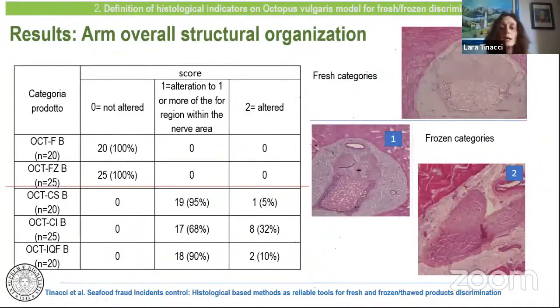About the arm, the overall structural organization allowed us to define this time a clear cutoff between the fresh and the frozen. So in all the fresh tissue, the organization of the structure of the nerve was preserved, even after the tumbling of the tissue. On the other hand, all the frozen sample appeared having an alteration, a partial or total alteration of the axial nerve structure.